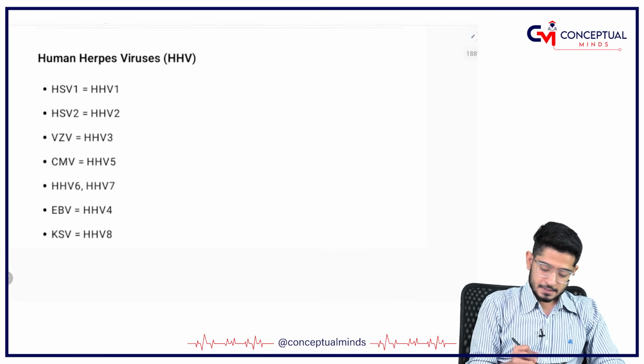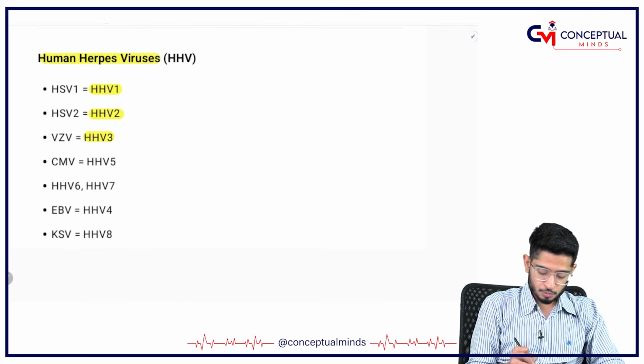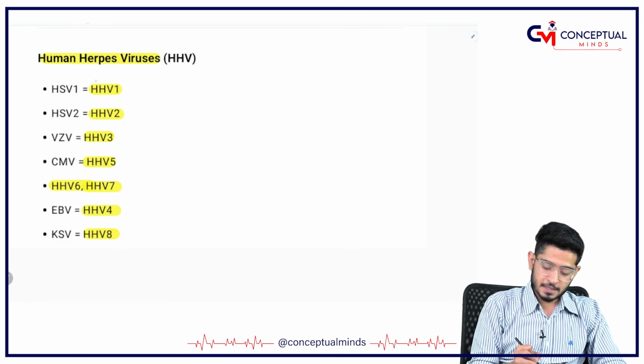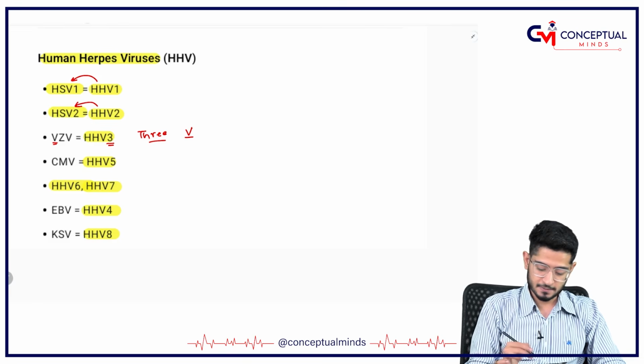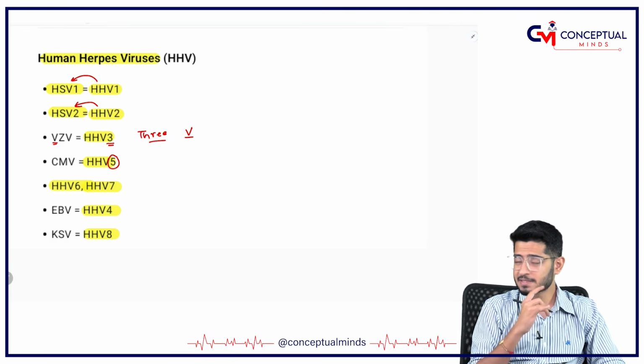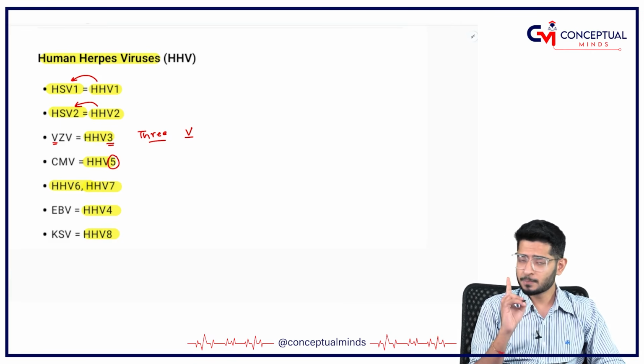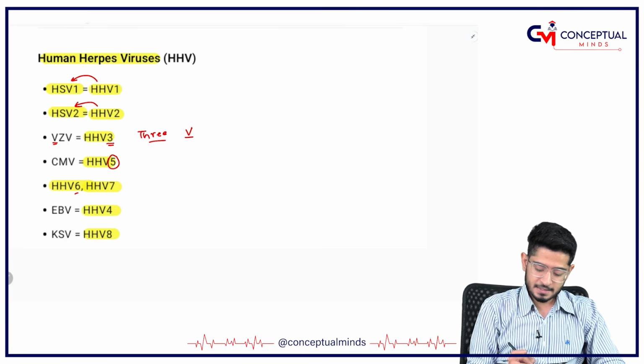So this is a list of human herpes viruses: HHV 1, 2, 3, 4, then 5, 6 and 7 grouped together, and then 8. HHV1 is also called HSV1, HHV2 is also called HSV2, then 3 is VZV. Can you see 3 and V? They are phonetically similar. So HHV3 is VZV. Then 5 is important. Remember, 5 is CMV. Please remember, 5 is CMV. 6 and 7 go together, and 4 is Epstein-Barr virus.